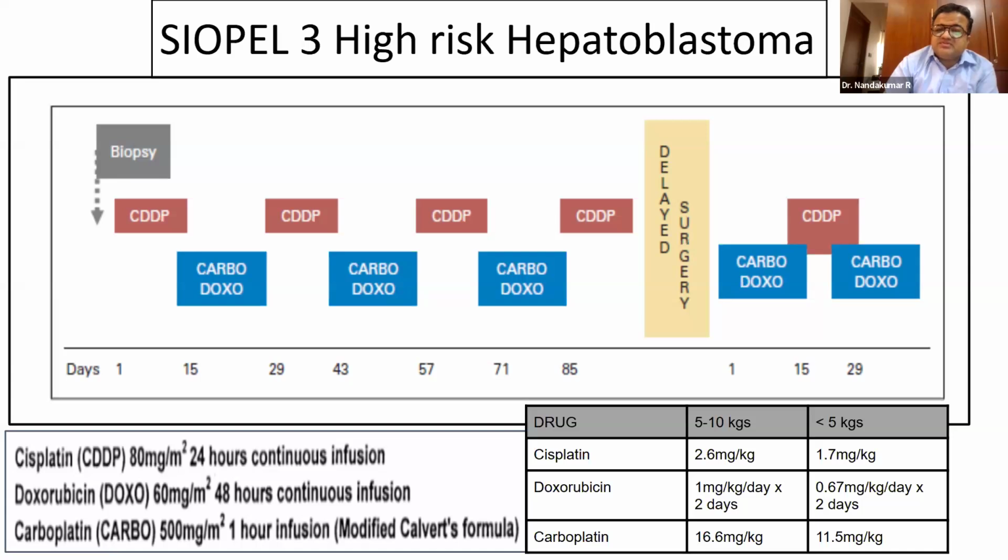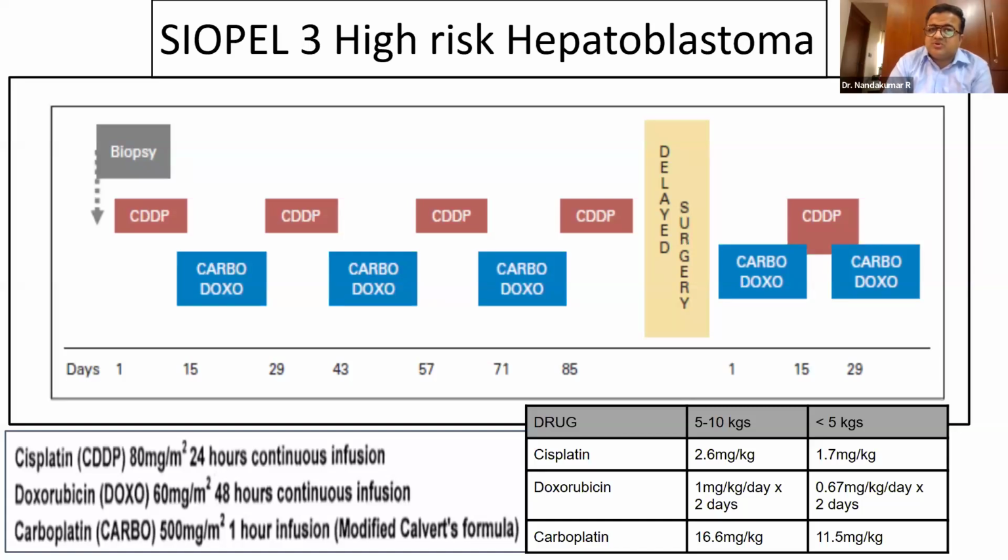Now, something very different in pediatric oncology is the milligram per kilogram dosage in terms of chemotherapy. So all of you use your milligrams per meter square per dose. In terms of pediatrics, it is slightly different. Most of these hepatoblastoma children are generally around 10 kgs or even less. So you need to follow the milligram per kilogram.